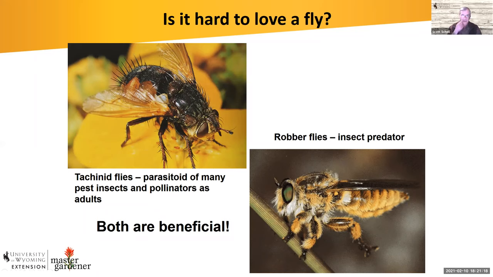as adults. The adults feed on nectar, and in the process, their hairy bodies help transport pollen back and forth between flowers, and it gives them the energy to seek out other insects on which to lay their eggs. And the egg will hatch, and the larvae will bore into that insect, whether it's a grasshopper or a caterpillar, things that usually feed on plants, and then will eventually kill that host. So again, beneficial. Robber fly is a generalist insect predator. So again, they help keep nature in balance.